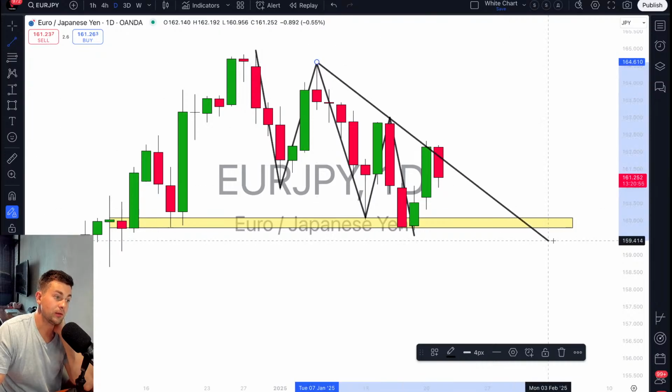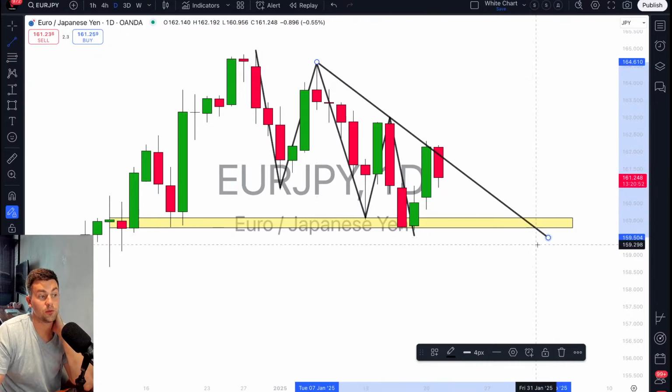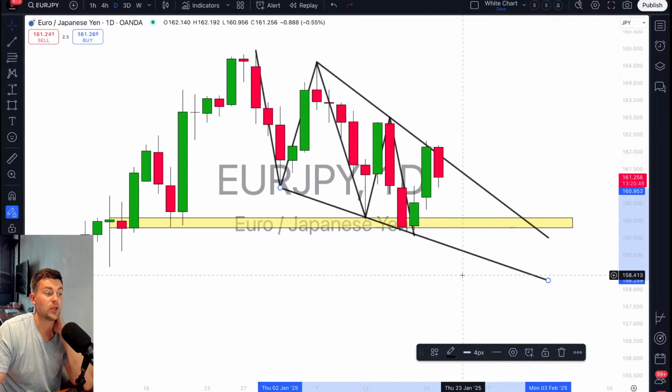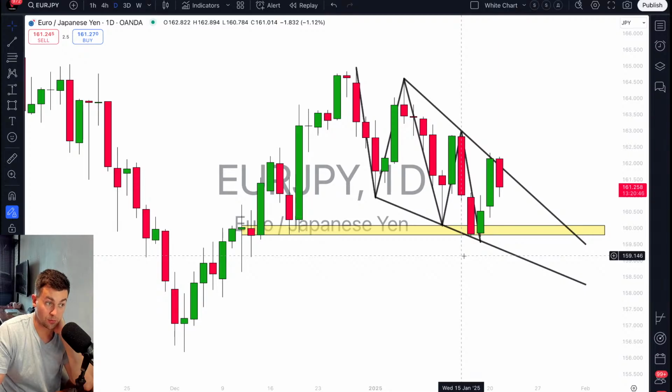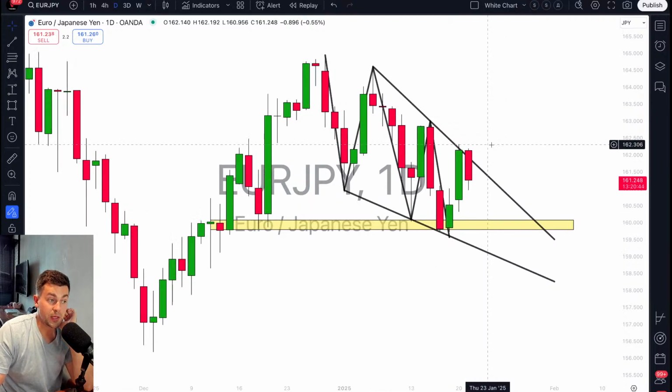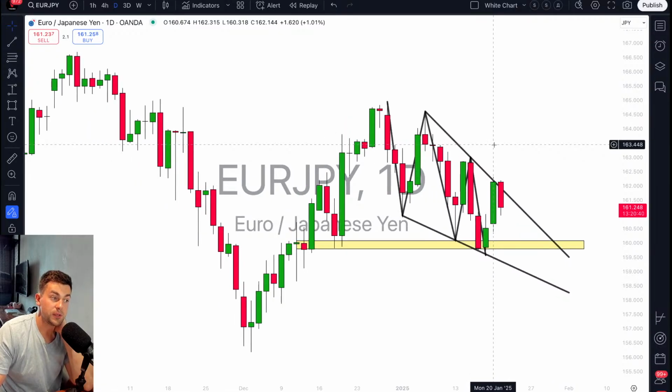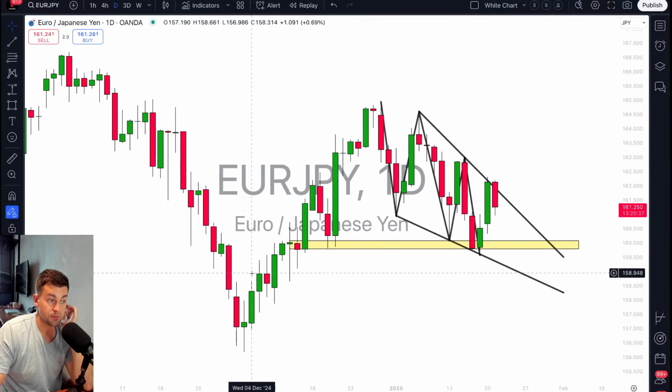Then if we analyze the trend lines, we can also spot that the market started to respect this falling trend line. And if we add one more, we can spot that we have a nice falling wedge pattern right here. So with this falling wedge pattern, we can consider two potential scenarios.